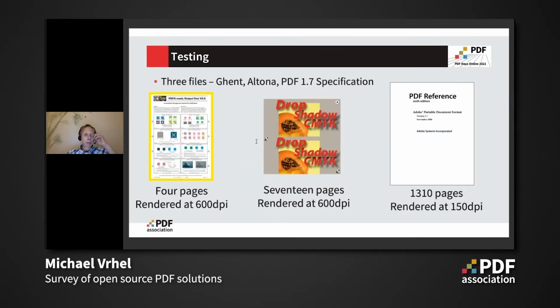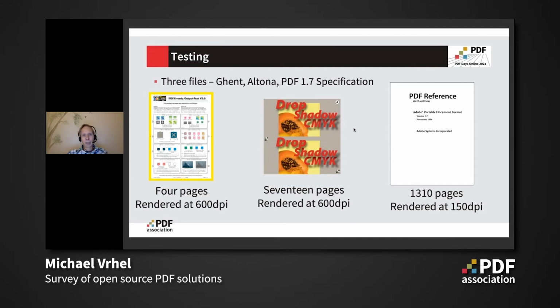So I picked 3 different files to do this. One was basically a 4-page file here on the left, and this just shows page 1. It's basically packs in the Ghent tests into 4 pages. And the Ghent tests, if you're not familiar with them, test various corner cases of PDF with transparency and overprint and spot colors. And so those 4 pages were rendered at 600 DPI.